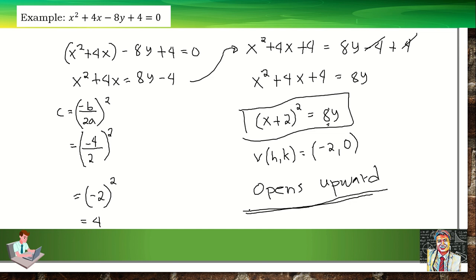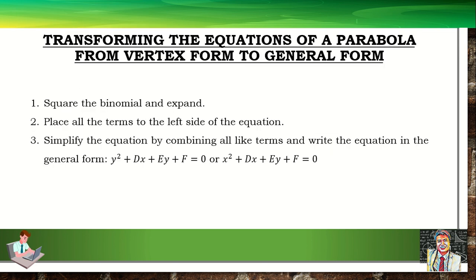Ganun lang ka-basic ang transform mula general form to standard form. So, how about naman kung transforming the equations of the parabola from vertex form to general form? Baliktad naman. Kung makikita nyo kanina, 4 yung rules natin dito, 3 lang. Square the binomial and expand.